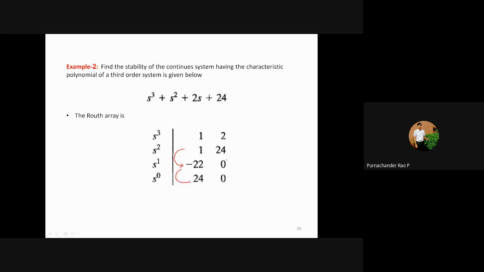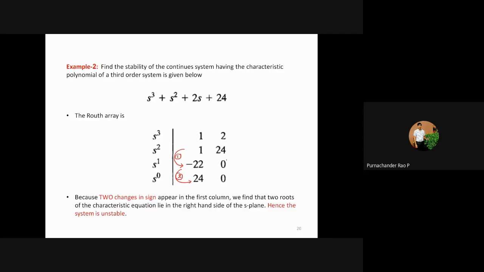Okay, then take up the second problem. So here S cube, S square, and here there is a sign change: positive to positive, then positive to negative, one sign change, then negative to positive. So this is sign change 1 and this is sign change 2. Therefore, there are 2 sign changes in the first column, so 2 roots are in the right half of the S plane. So the system is unstable.